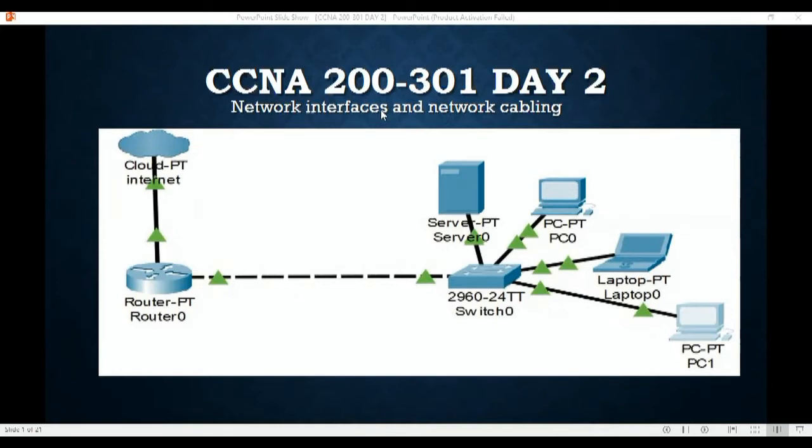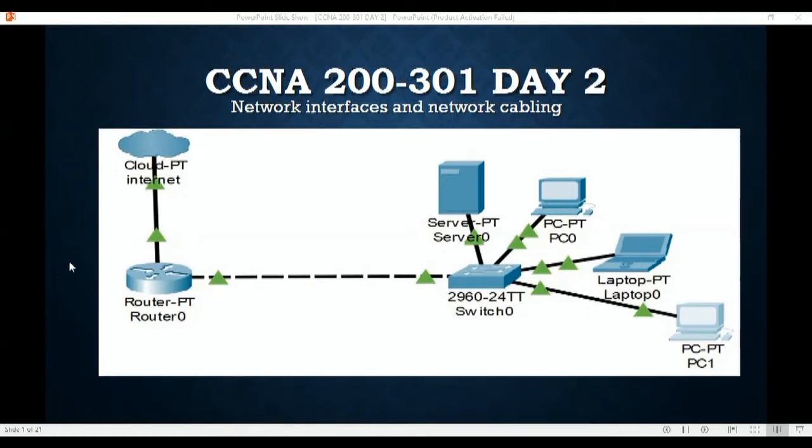Here on the screen is an example of a network, whereby you have a PC. As you can see on your screen, you have a PC, desktop, laptop, and a server. All these devices are connected to a switch, and the name of the switch is 2960 24-port switch. And this switch is connected to a router, and the router is connected to the internet, which is the cloud. This is a basic network component.